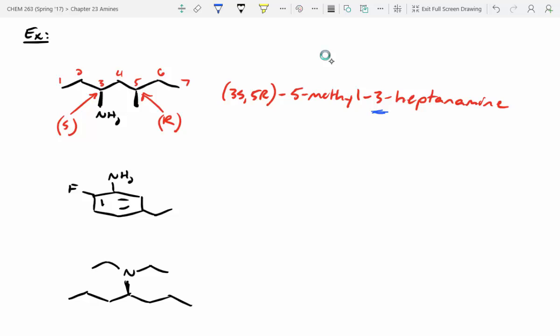All right, next one. What's the parent here? Aniline. So aniline's when you have an NH2 coming off the ring. So now the question is, do we want a number going counterclockwise or clockwise?